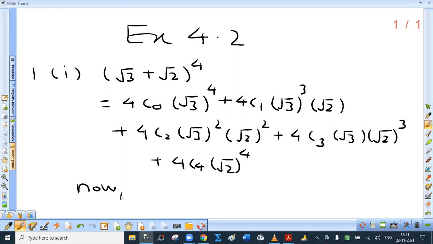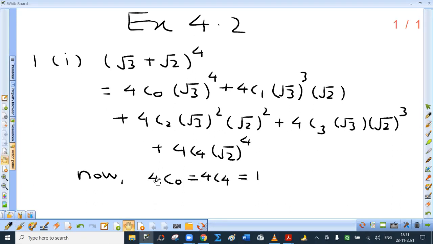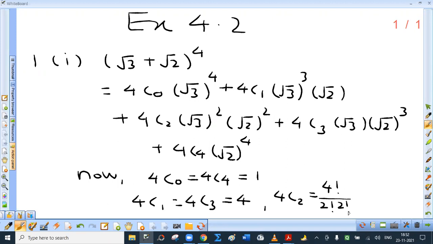Now the next job is to find values of binomial coefficients. Let me explain. 4C0 is 4C4. Actually, after sufficient practice, you can drop this first and last because it is going to be 1 only. So this is 1. Then what is 4C1? It is same as 4C3, complementary combinations, which is nothing but 4. And last one will be 4C2. 4 factorial upon 2 factorial into 2 factorial. 4 factorial is 24 upon 4. So this is nothing but 6.